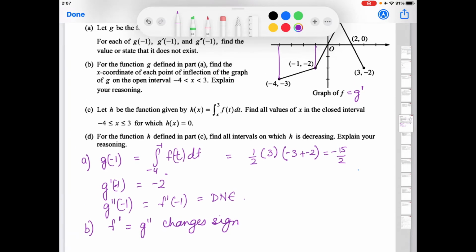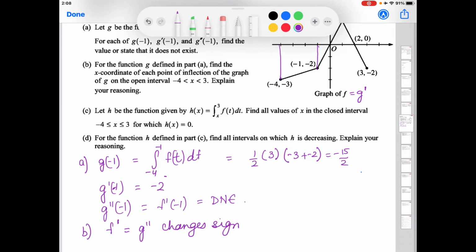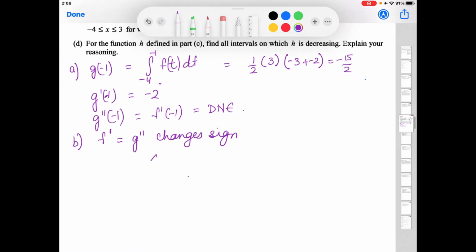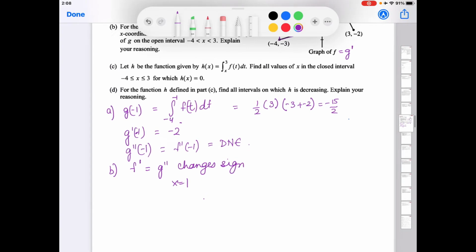So where is it changing sign? Meaning I'm looking at where it's going from a positive slope to a negative slope. Here, if you look, this is all positive. Then at 1, it is going from a positive to a negative. So at 1, x equals 1. That's the only point where it has a point of inflection. Part C.